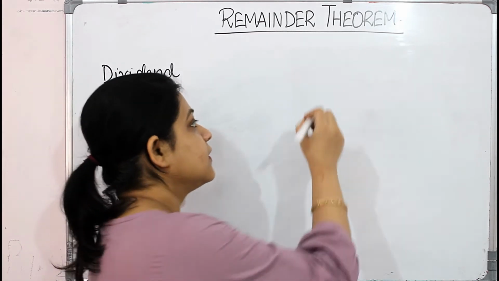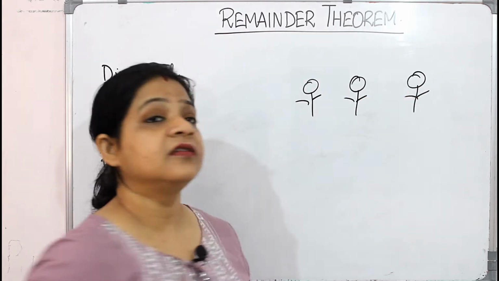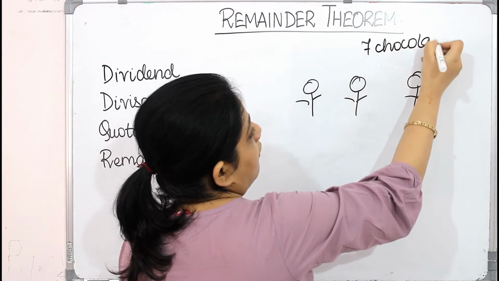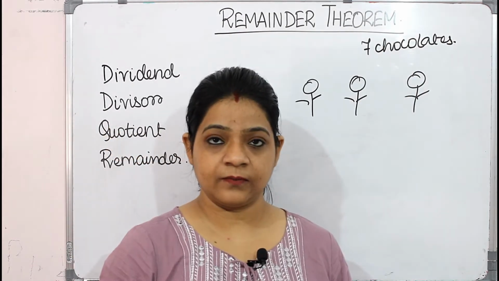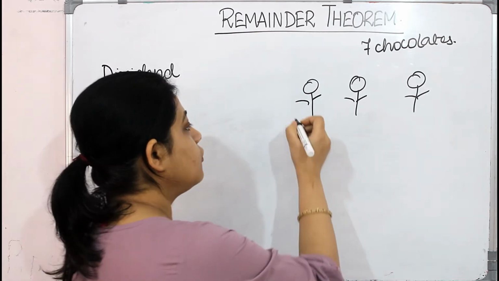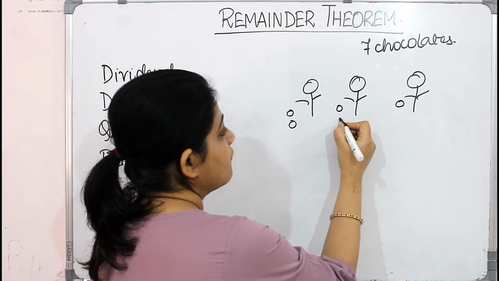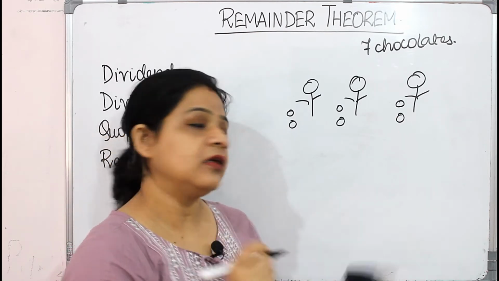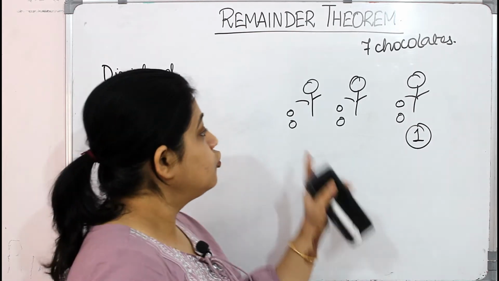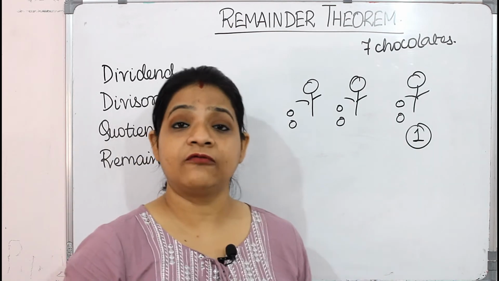Suppose three babies are there, and you are to distribute 7 chocolates among the 3 babies. So what do you do? 1, 2, 3, 4, 5, 6, and you are left with 1 chocolate. So each baby gets 2 chocolates, and you are left with 1 chocolate.